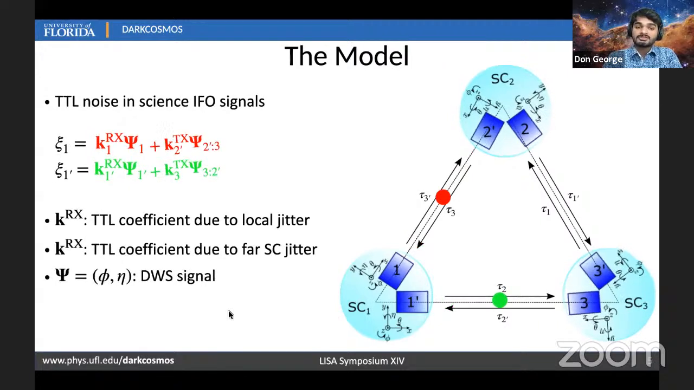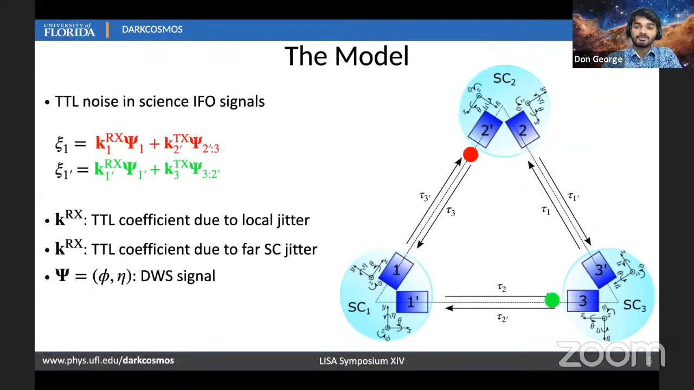Of course, the other spacecraft can also jitter, and this is what we see. If spacecraft 2 and 3 also jitter, we get these additional terms being measured on spacecraft 1. And so K2 prime TX and K3 TX, sorry, this should say TX, is telling you that this coefficient is due to jitter from a far spacecraft.